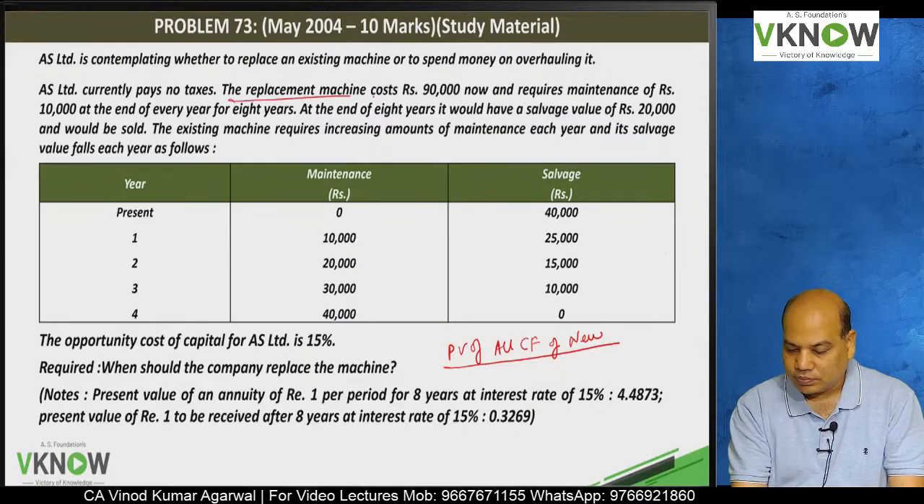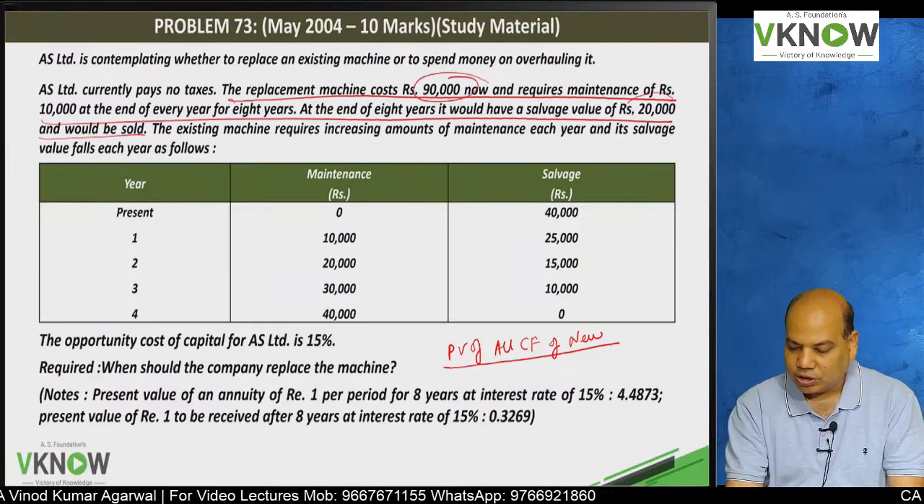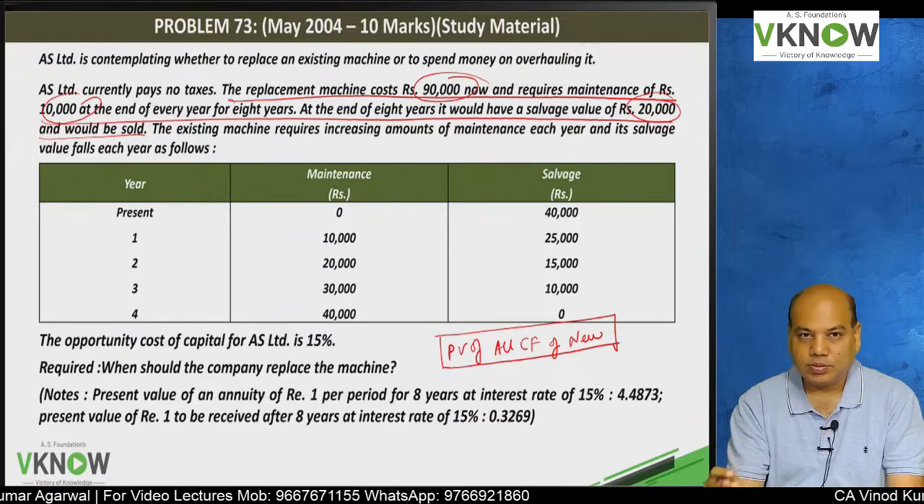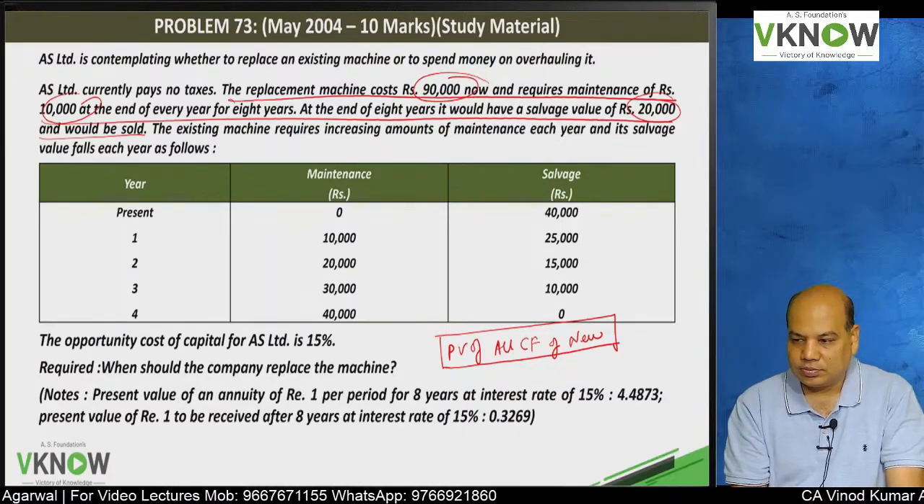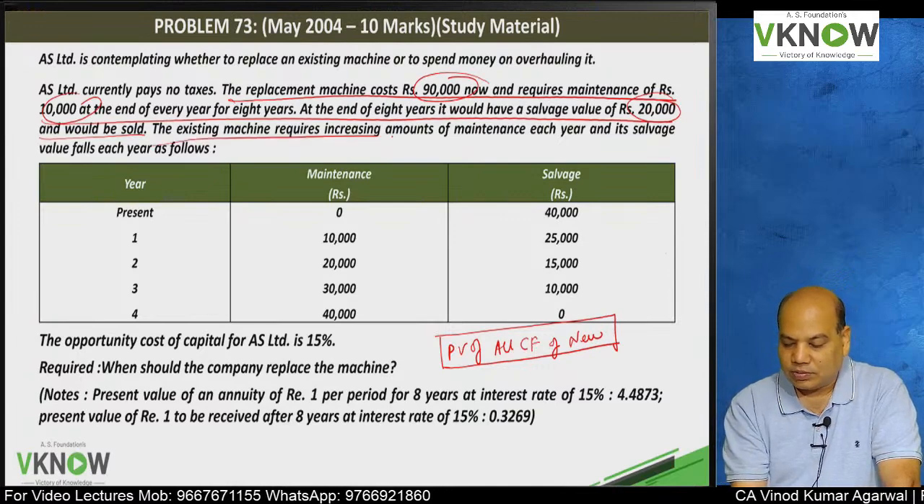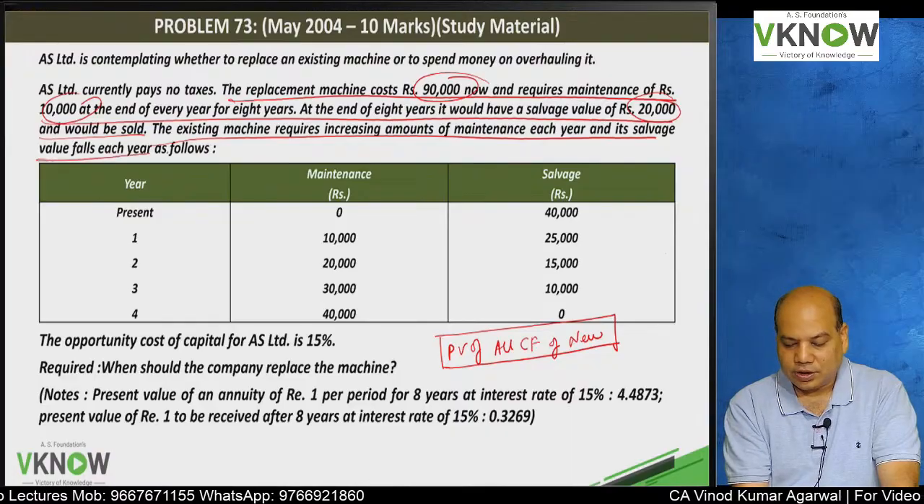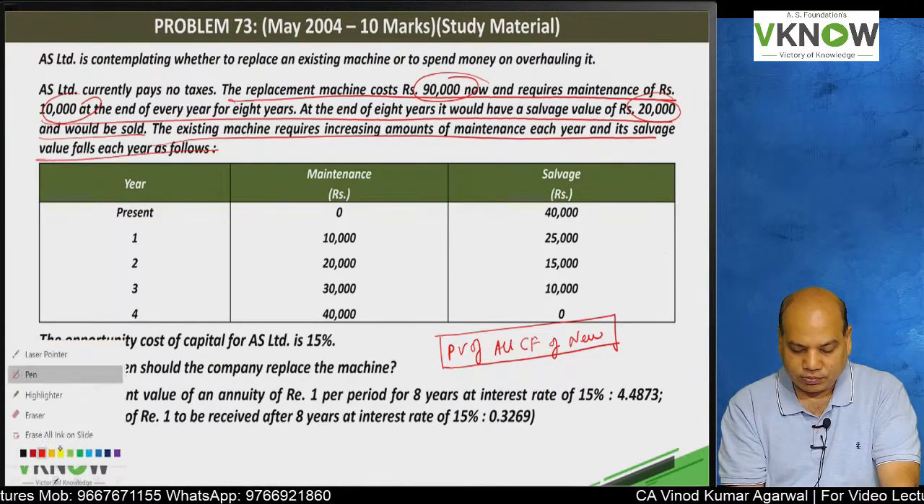In this question, we'll first compute the PV of cash flow of the new machine by discounting all these numbers. Is it right? This problem is equal to the previous problem, with only one extra task. The existing machine requires increasing amount of maintenance each year, and its salvage value falls each year as follows.